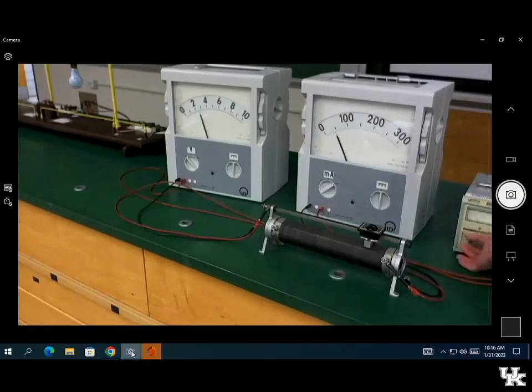So this is simply Ohm's law. If I keep doing this, this is me demonstrating Ohm's law, the proportionality of these two things. Okay.